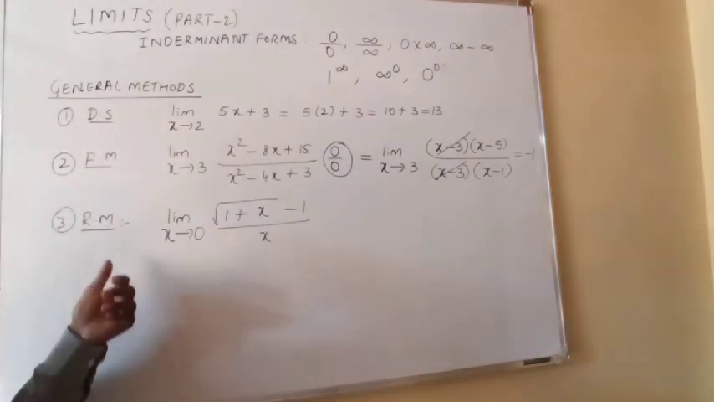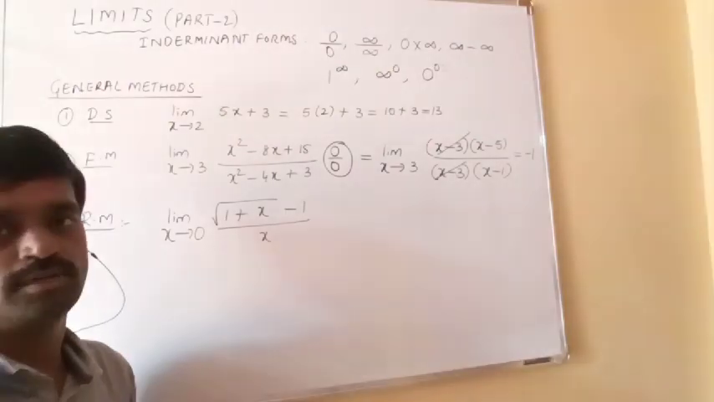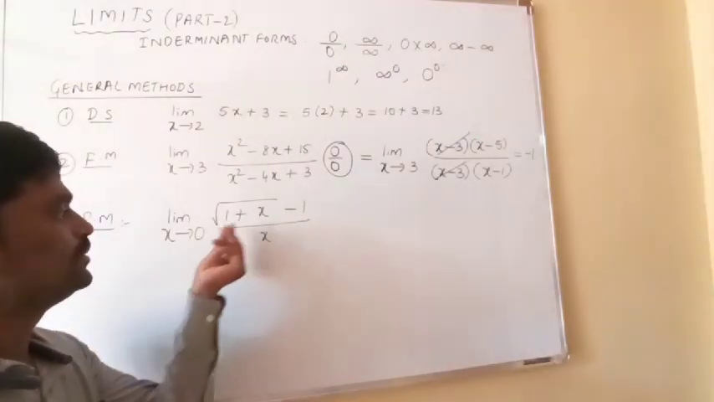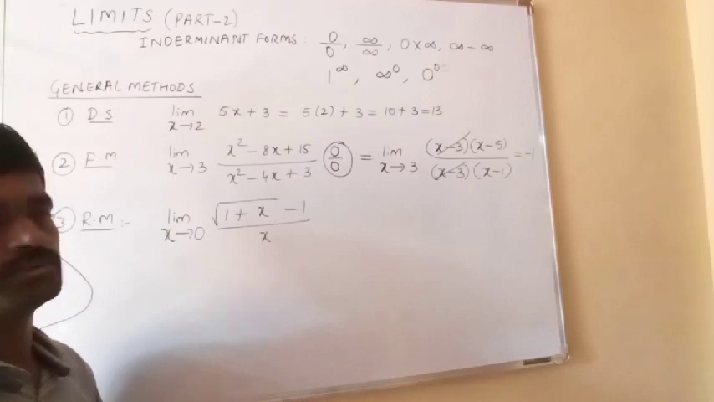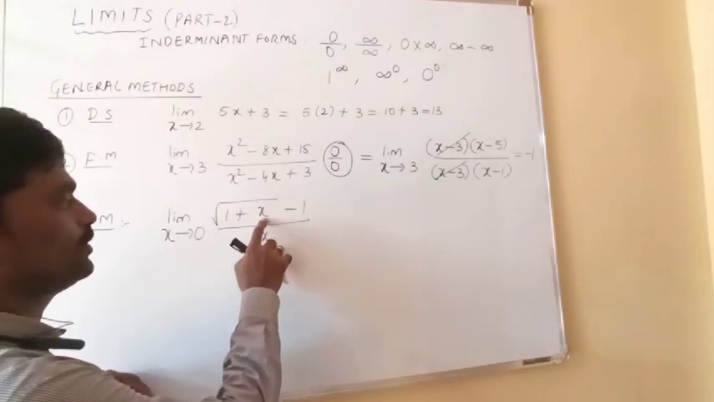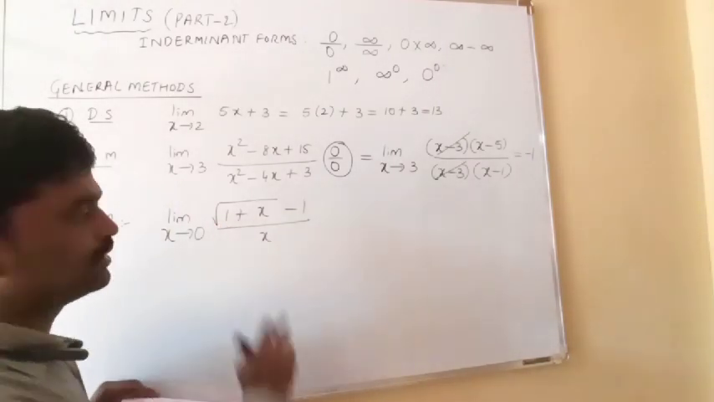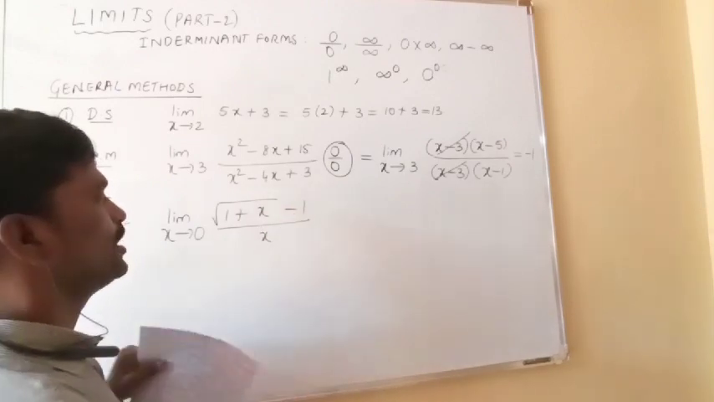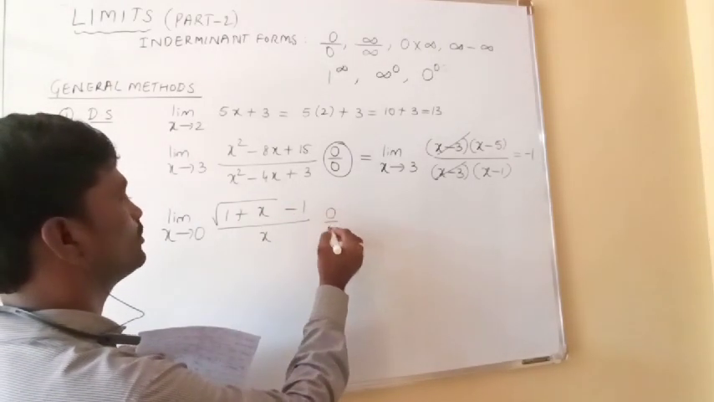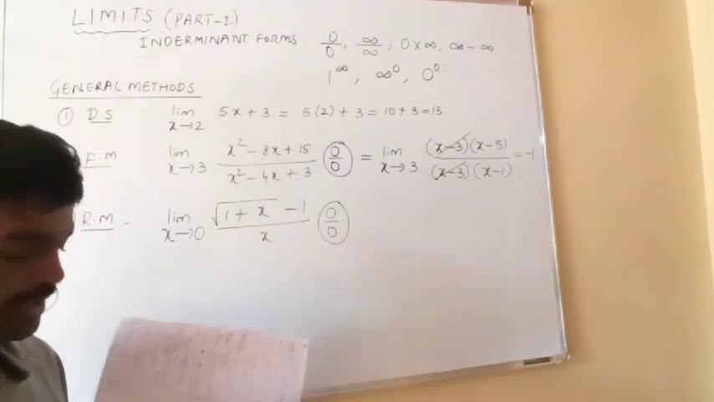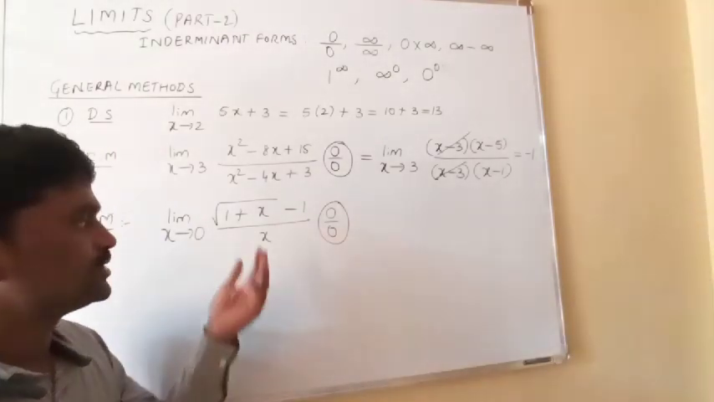Next, rationalization method. Here you apply the limit of the function directly. Here also 1 plus 0, what will you get? 1. Square root of 1, 1. 1 minus 1, 0. Denominator also 0. 0 by 0 form. So here, can we apply the factorization method?